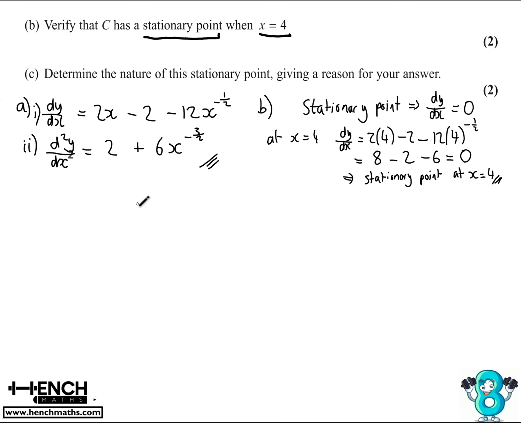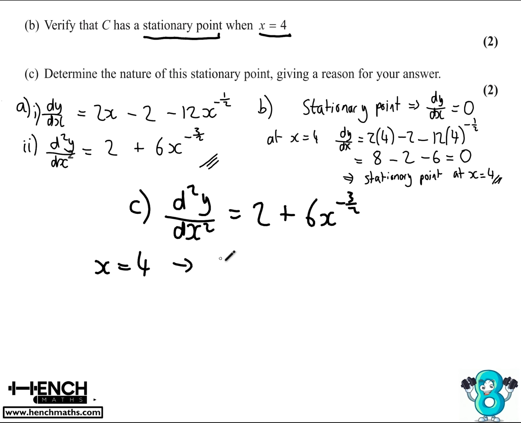So in part C, we need to determine the nature of the stationary point. So we're going to use our second derivative to do that. d2y by dx squared is equal to 2 plus 6x to the power of negative 3 over 2. So what we're going to do is sub x is 4 in here. So x equals 4. Our second derivative is equal to 2 plus 6 lots of 4 to the power of negative 3 over 2. And that's going to simplify.